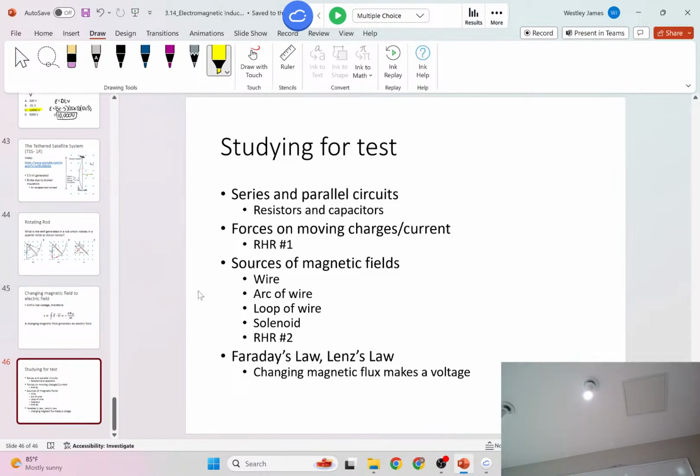Make sure you are comfortable with series and parallel circuits. Can you condense them down to one resistor and work your way back? Same thing with capacitors. Can you combine them? Right-hand rule number 1, force on a moving charge, force on a current carrying wire, find the magnetic field due to a straight wire, loop of wire, solenoid, find the direction of it, and what we just did today.